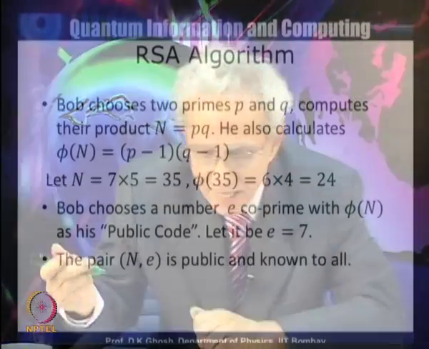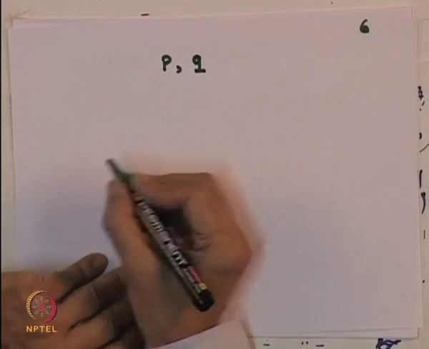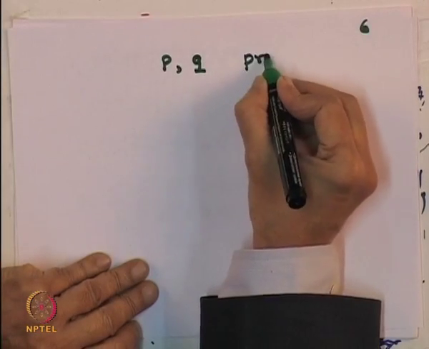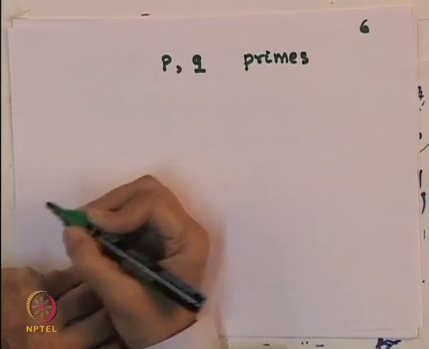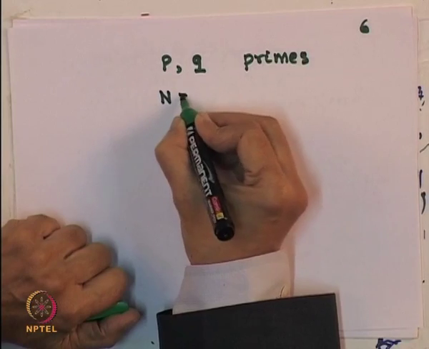So let me explain what is RSA algorithm. I have two people as usual, Bob and Alice. Bob chooses two arbitrarily large prime numbers. Now this is Bob's private job. He chooses P and Q, which are both primes, can be taken to be large, and he computes a number N is equal to PQ.